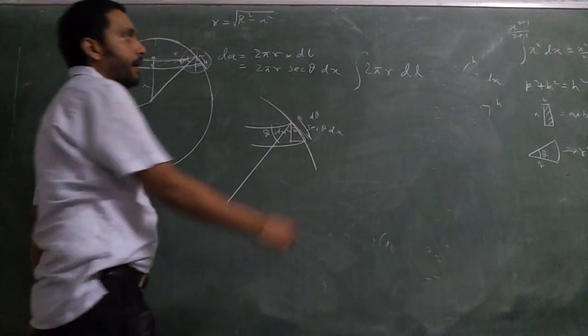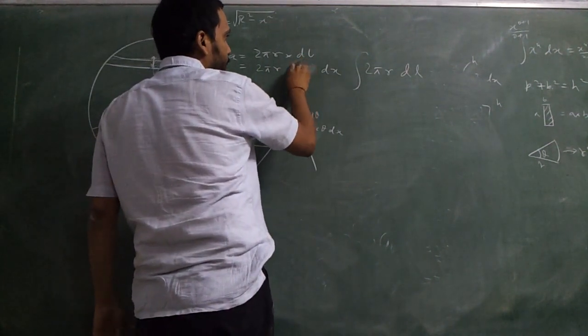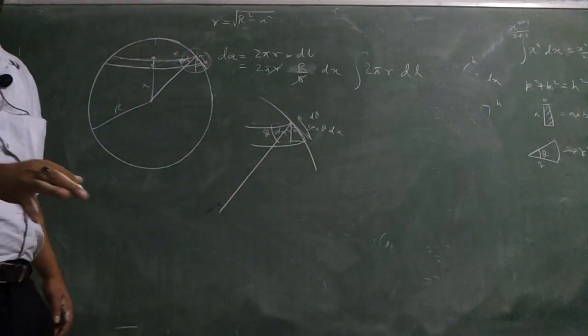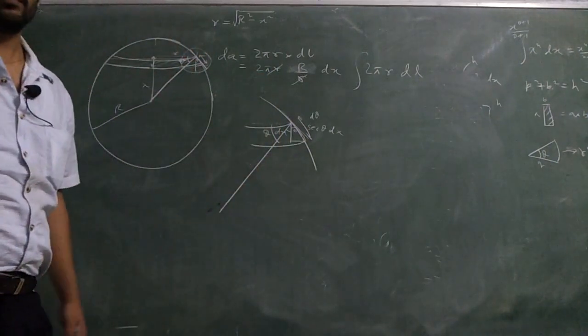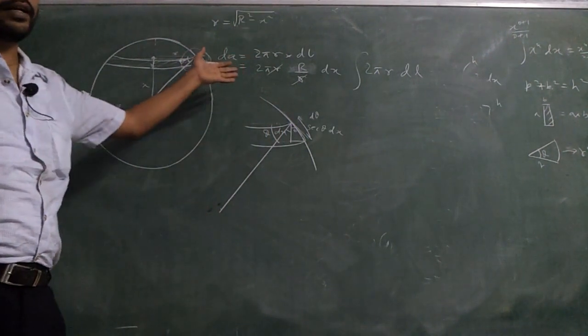Okay. I have to eliminate extra variables. So this secant theta is R divided by small r. Luckily the small r got cancelled and you can straight away integrate it. No need of roots and all. Luckily it is getting cancelled and you can integrate.